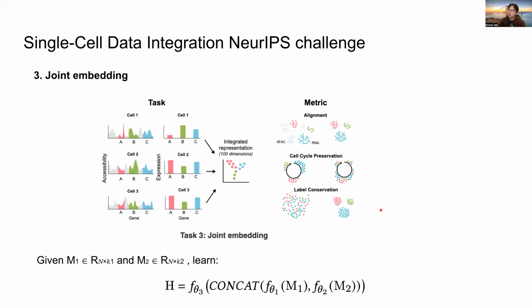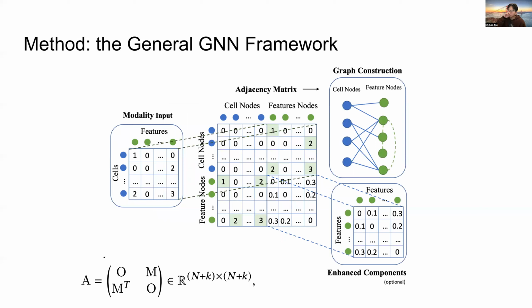And the third subtask is to get the joint embedding. The goal of this task is, given 2 different modalities, to learn a joint representation of the 2 modalities for each cell. The embedding will then be evaluated on many more metrics, including batch correction, label preservation, and even cell cycle preservation. They offer lots of metrics for evaluating this. Okay, so these are all the 3 different subtasks. In the next sections, I will first go over the general GNN framework proposed by this paper, and then I will talk about the modifications they made for each different subtask.